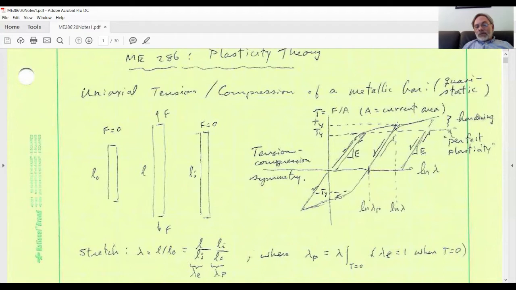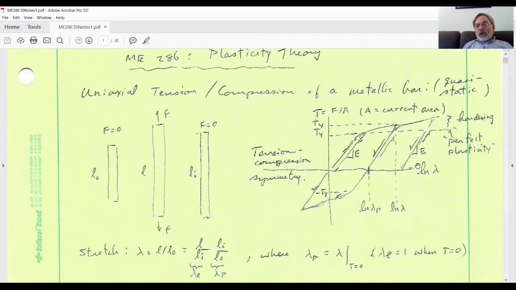If we now unload from this point here, shown by my cursor, then we again unload along a line that is roughly parallel to the initial loading and unloading curves, again with roughly the same slope, E, the Young's modulus. And we can unload, say, to zero force or zero stress in the case of uniform stress.